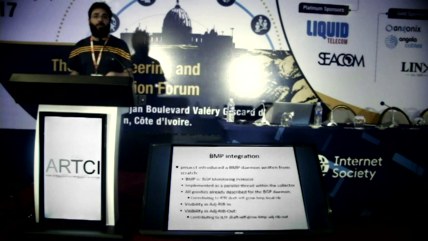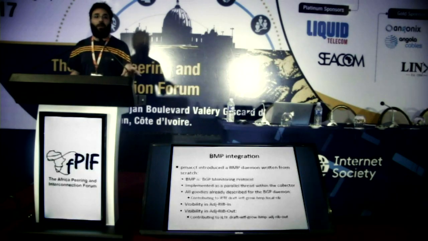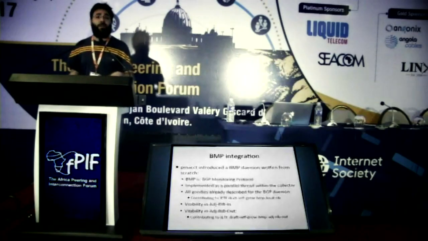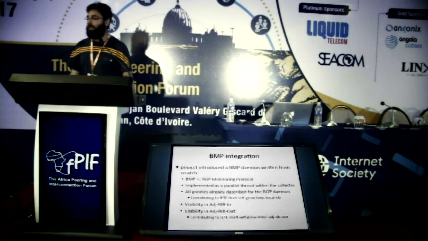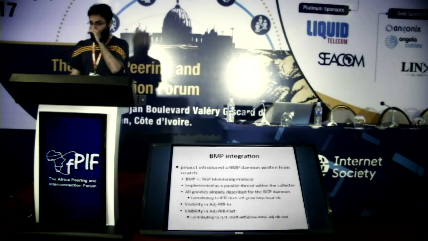So BMP is the BGP Monitoring Protocol, and this was written from scratch, whereas the BGP implementation was forked from Quagga many years ago, like in 2008. It is different from the original code, but still I should mention that. So the BMP daemon is written from scratch.